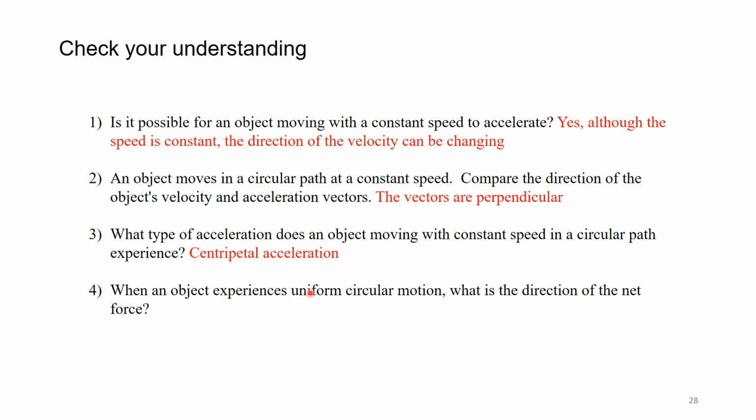Question 4, when an object experiences uniform circular motion, and uniform circular motion means circular motion at constant speed, what is the direction of the net force? And the answer follows from question 3: the direction of the net force must point in the same direction as the acceleration. So if the acceleration is centripetal, pointing to the center, then the net force must also point to the center. So the net force must be centripetal force.